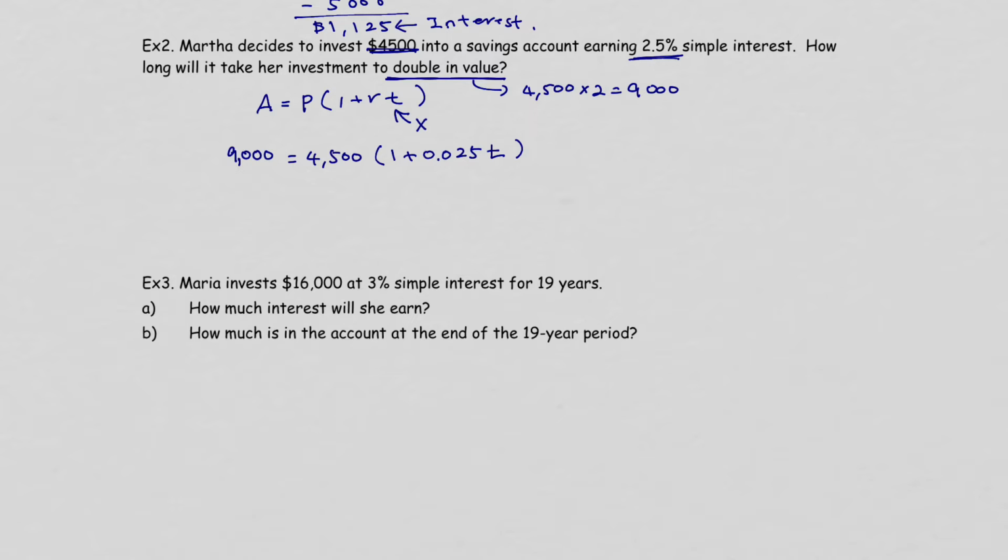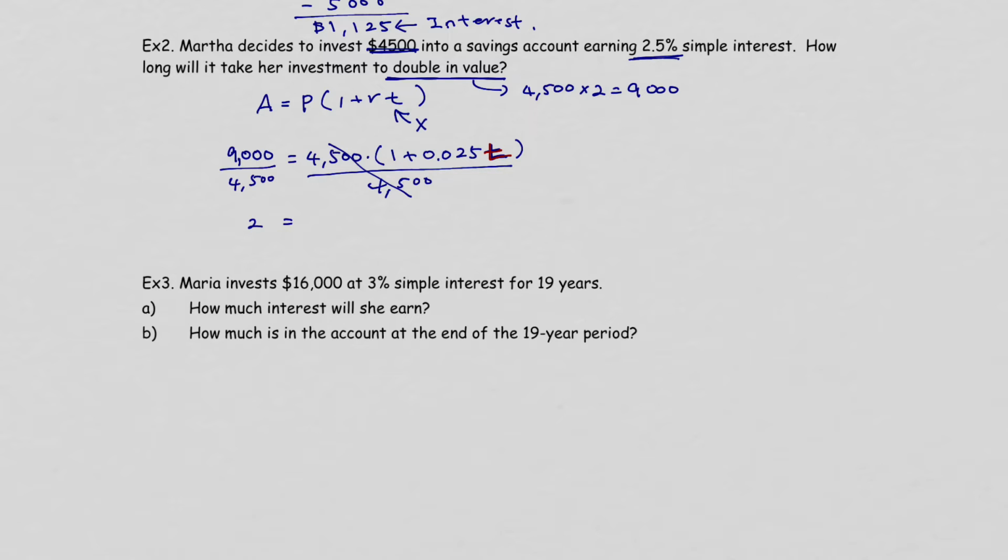In order to solve this equation with one unknown variable t, right? That's one unknown. That's what we're trying to solve for. First, we can get rid of this multiplication so that we can open the parenthesis. What I will do is divide both sides by 4,500. So that gives you 1, and this is going to be 2.